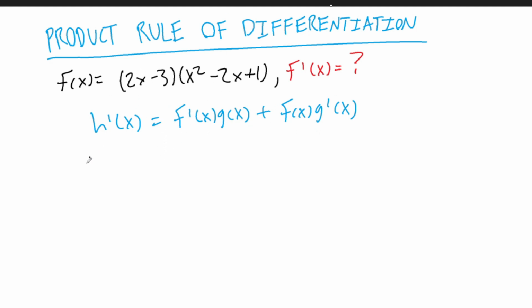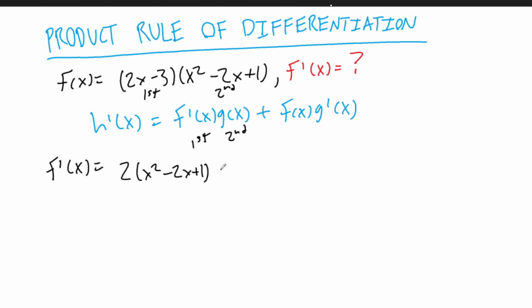So first, if we're trying to find f prime of x, we first have to find the derivative of the first. F of x and this are equivalent. We'll just call them the first. These are both the first, and then this is the second, and g of x here is the second. So the derivative of the first is just 2. So we have 2 times, and now g of x is just as it is. It's not g prime of x, just as it is. So the second as it is, x squared minus 2x plus 1.